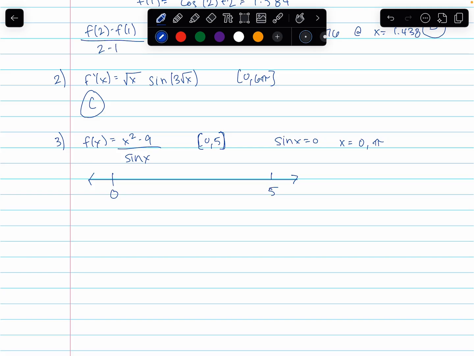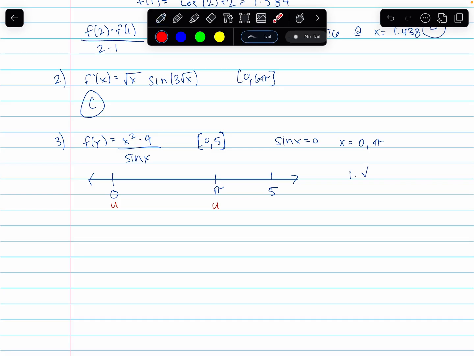So at x equals 0, it's undefined, and at pi, it's also undefined. So let's look at our options. Option number 1 says between 1 and 3. So between x equals 1 and 3, that interval would be continuous because we're not including 0 and pi. So 1 is true. So we can use 1.